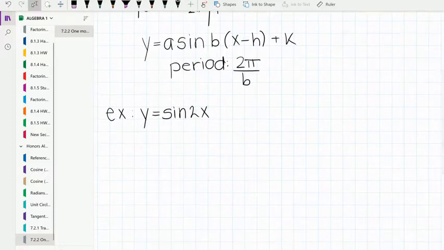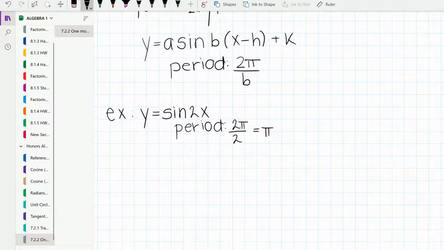All right, so we can see that we don't really have any other transformations besides that b value. So the first thing I want to do is find the period. So again, to find the period, it's just 2 pi over b. And in this case, it'll be 2 pi over 2. So the period is pi. So what that means is it will complete the cycle in pi units as opposed to 2 pi. So it's going twice as fast. So we're going to go ahead and set up our table.